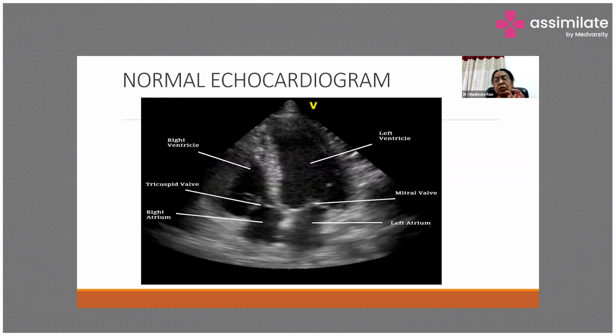So when it is a video, you can see it is nicely contracting and relaxing, nicely contracting and relaxing. Is it contracting in that way? Can you see the free wall of the ventricle? And both the ventricles, are they contracting simultaneously? Is there any problem? These are all things that can be there.